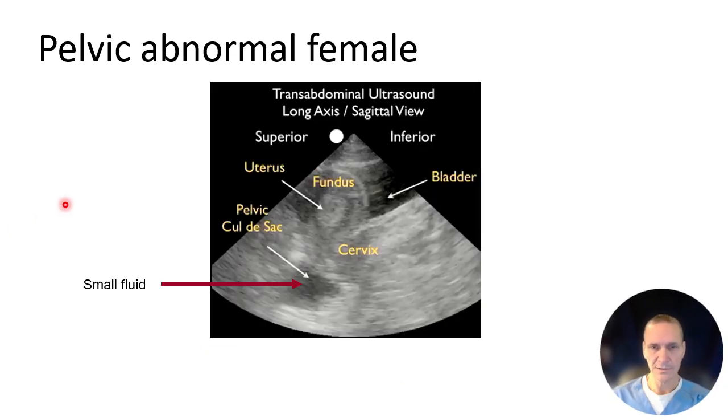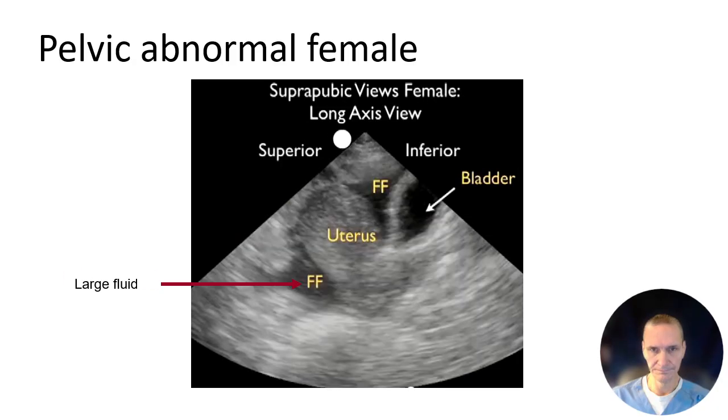Here's a long axis view. In a female, the patient's head is here, the feet are here. Here's a bladder, the uterus, and then some free fluid here in the pelvic cul-de-sac. Another long axis view. The hemorrhage is starting to progress. So this is the patient's bladder. Free fluid here, free fluid here.